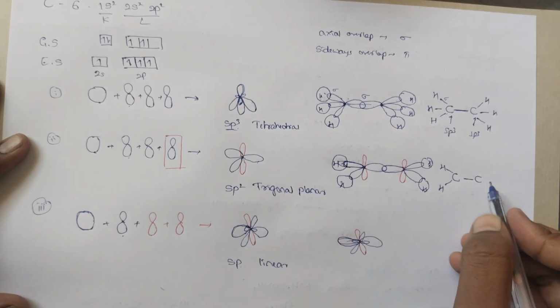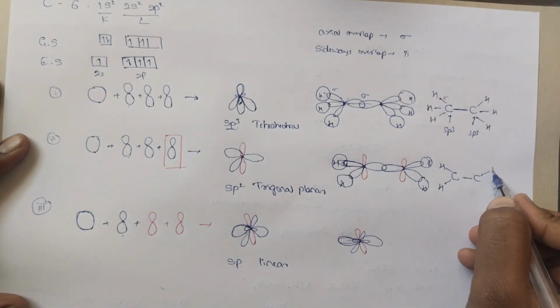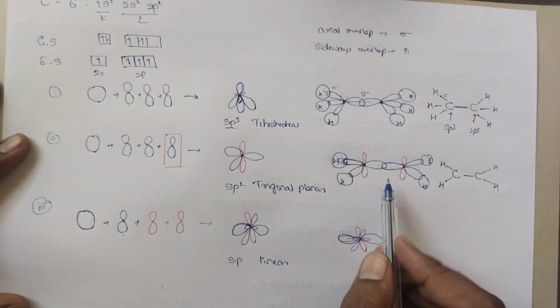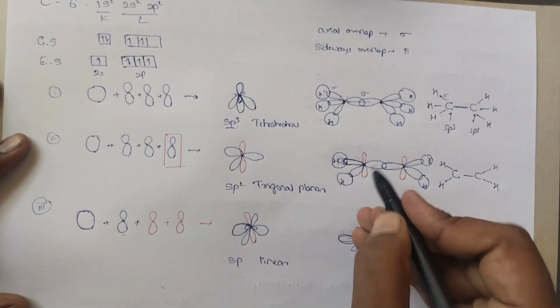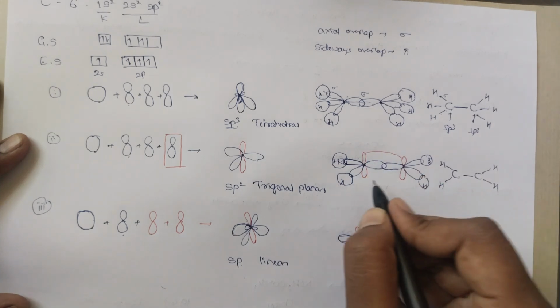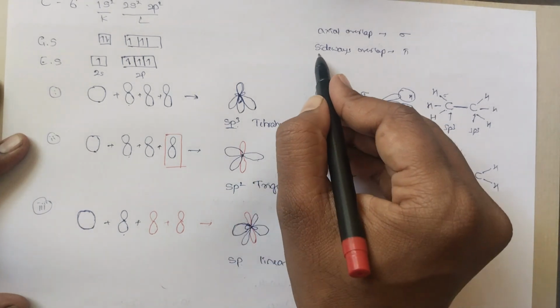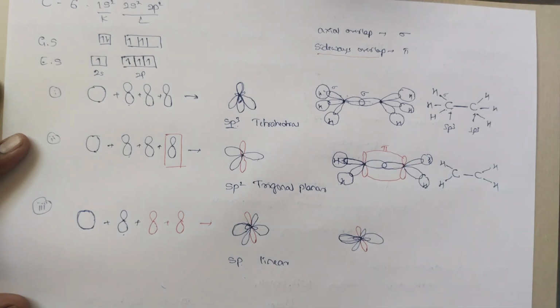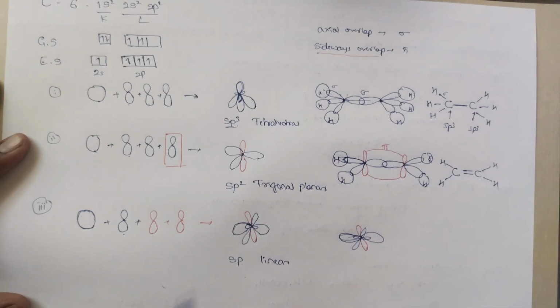Here also this is a sigma bond. Here also we have the sigma bond. Here also a sigma bond. Then what about these unhybridized p orbitals? These can overlap sideways. Okay, this can overlap sideways, so that there is a formation of pi bond.